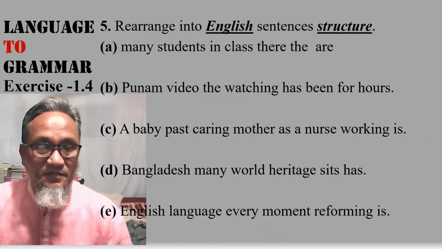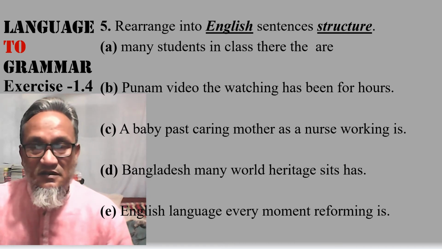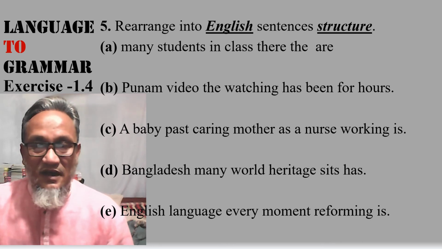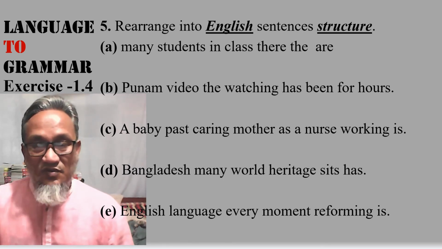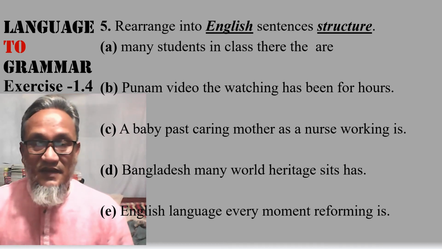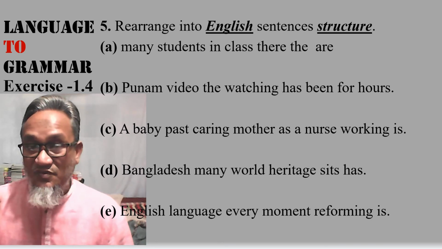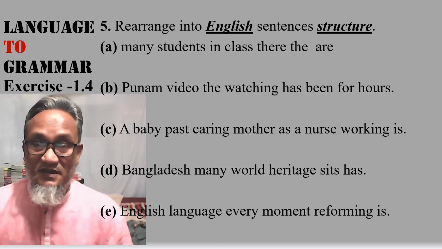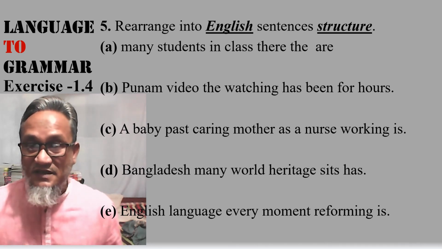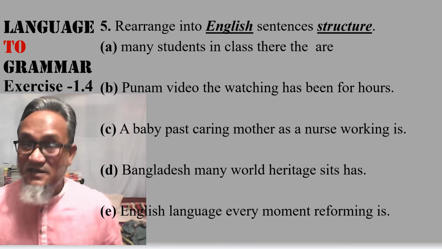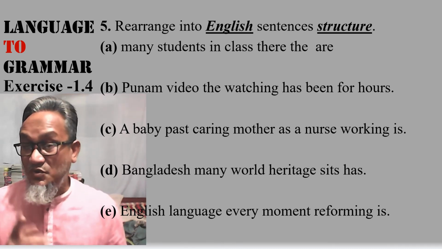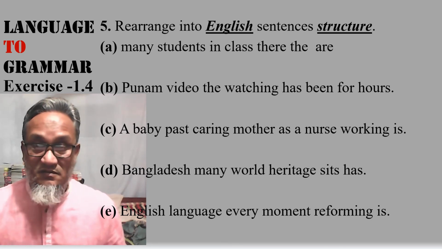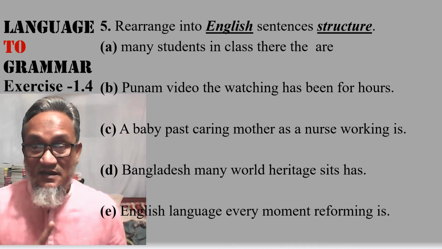Then the next slide. These sentences are written according to the Bangla sentence structure. You know there is a basic difference between Bangla sentence and English sentence. In a Bangla sentence, we first speak the subject, then the object, then the verb, then the extension. But in an English sentence, we use first the subject, then the verb, then the object, then the extension. Bangla sentence structure: S O V extension. But English sentence structure: S V O extension. You should very carefully know the difference between Bangla sentence and English sentence.